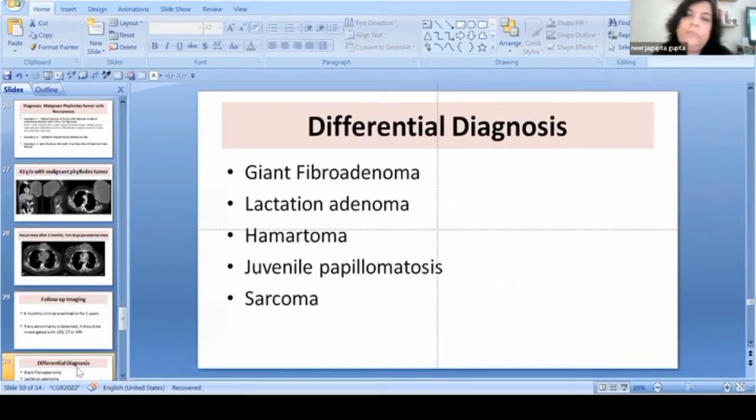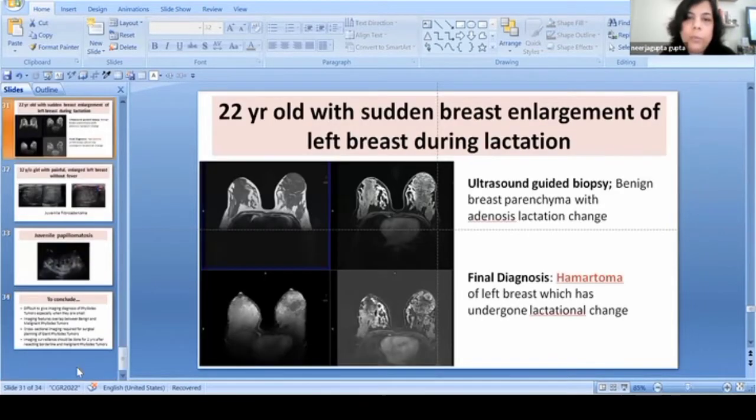Lastly, what are the differential diagnoses that a radiologist considers when we are faced with large tumors? This is the list: a giant fibroadenoma, a lactation adenoma, a hamartoma, a juvenile papillomatosis, and sarcoma, apart from the phyllodes tumors. These are the differential diagnoses. A few examples from my experience.